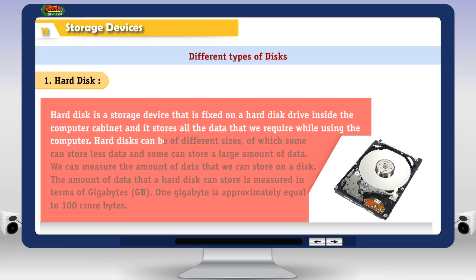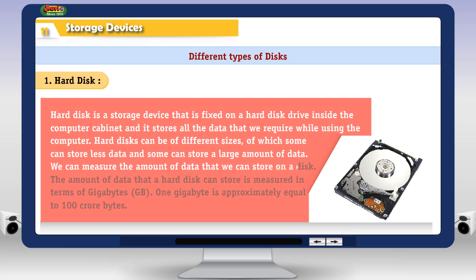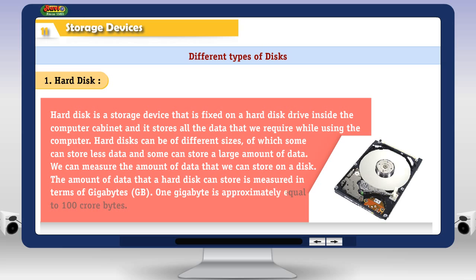Hard disks can be of different sizes, of which some can store less data and some can store a large amount of data. We can measure the amount of data that we can store on a disk. The amount of data that a hard disk can store is measured in terms of gigabytes, GB. 1 gigabyte is approximately equal to 100 crore bytes.